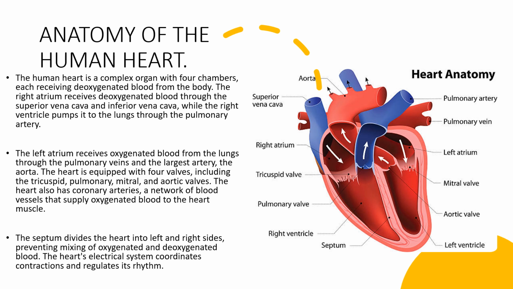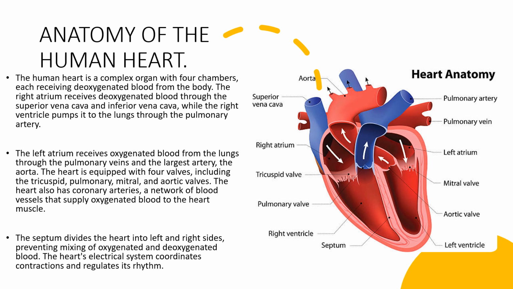So the pulmonary vein has the oxygenated blood coming from the lungs. It will drain the oxygenated blood into the left atrium. The left atrium receives the oxygenated blood coming from the lungs via the pulmonary vein. The next step, the left atrium pumps the oxygenated blood into the left ventricle, and the left ventricle will finally pump the blood into the aorta to be pumped to the rest of the body.